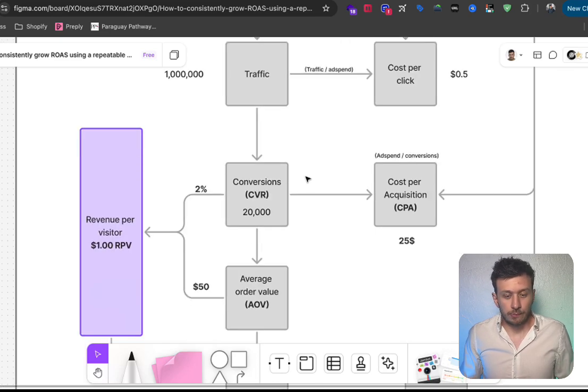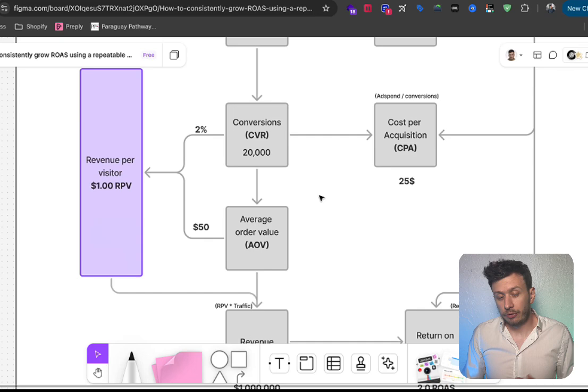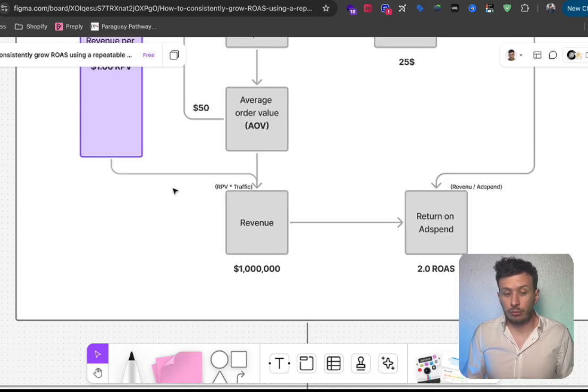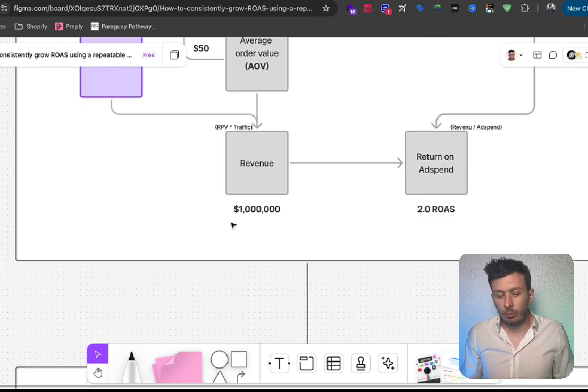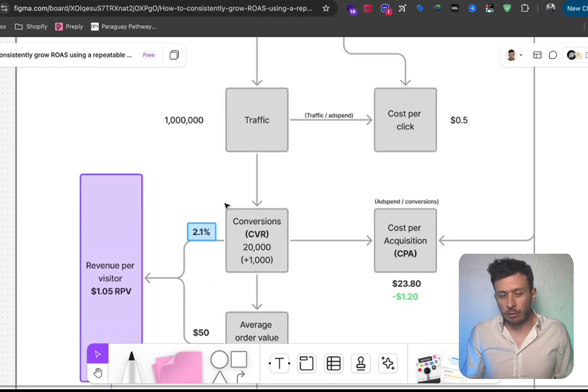Let's also assume that we have an average order value of $50. This means that we have a revenue per visitor of only $1 for this example. Now, if we calculate the revenue, we can just do simple math. Revenue per visitor times the traffic returns us $1 million. And if we look at our return on ad spend here, it's going to be the revenue divided by the ad spend, and it's going to be a 2, which is decent. But we can probably do better if we try to increase one of these factors, one of these metrics, which in this instance is just increasing conversion.